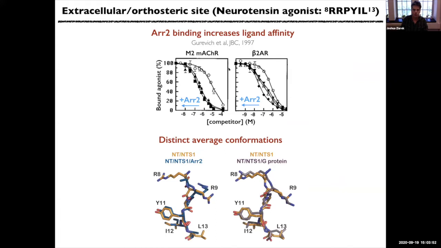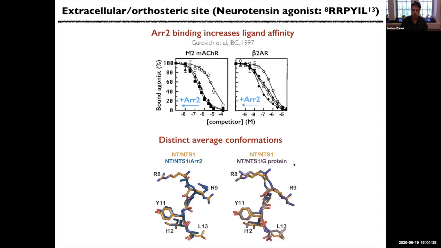So Gurevich, more than 20 years ago, showed that if he takes the ligand and competes it off the receptor, shown in these open circles here, okay, that if he takes that receptor ligand system and he adds in arrestin, he'll actually shift the affinity for the ligand 1 to 2 orders of magnitude. So we already know that this allosteric communication from the ligand binding pocket to the transducer binding site is reciprocal, in that binding of the transducer will cause a change in ligand affinity.